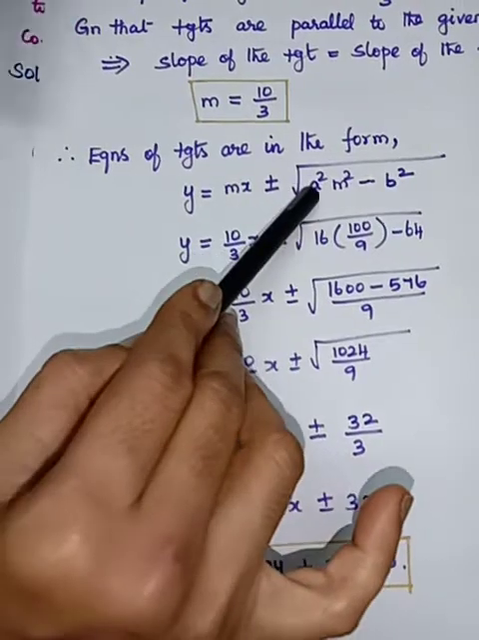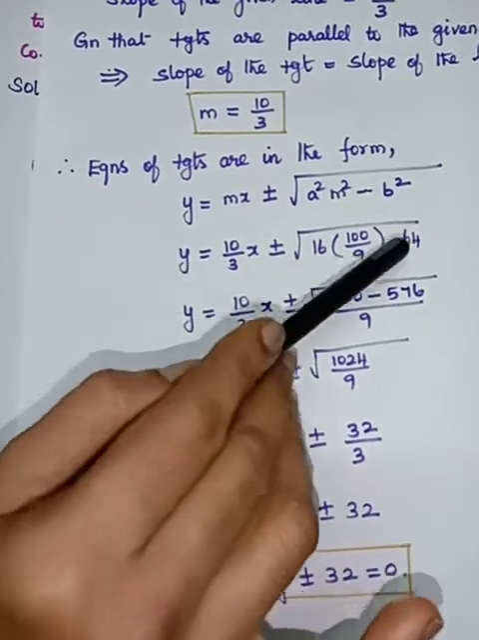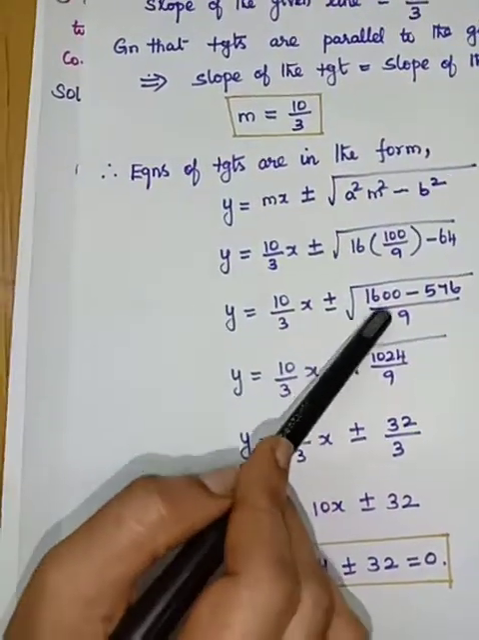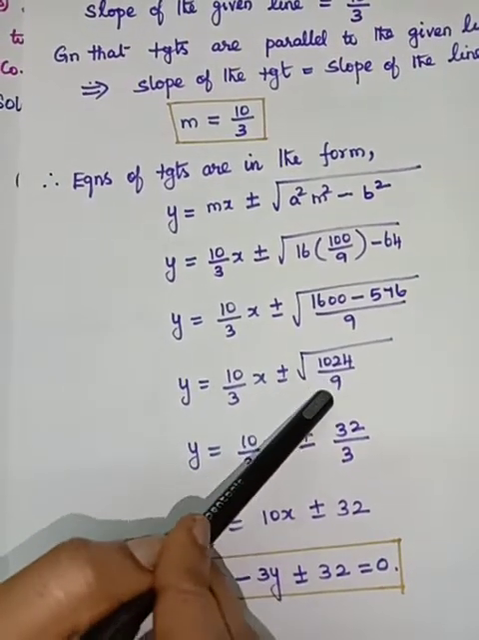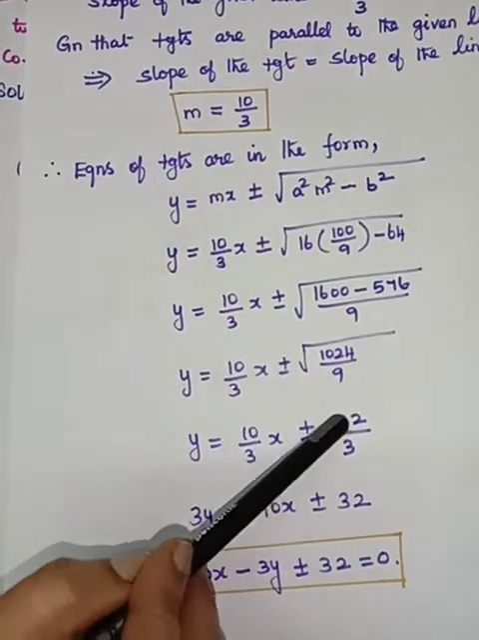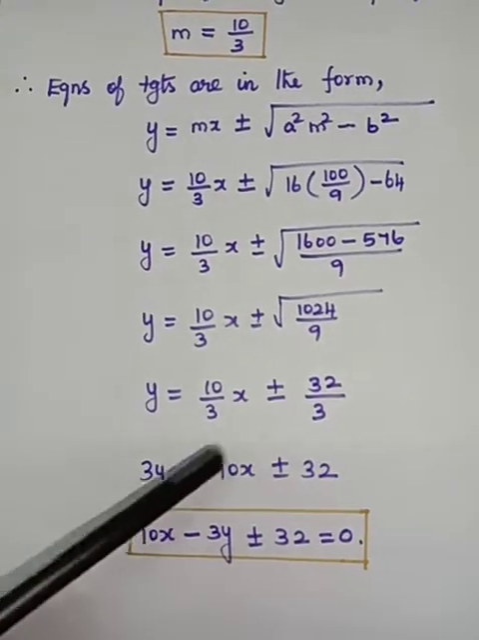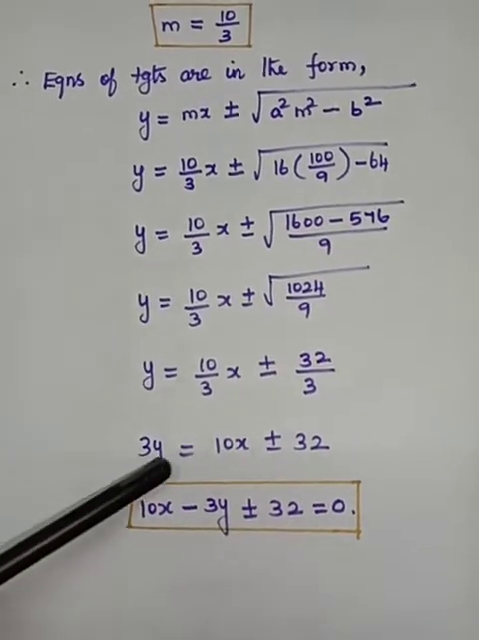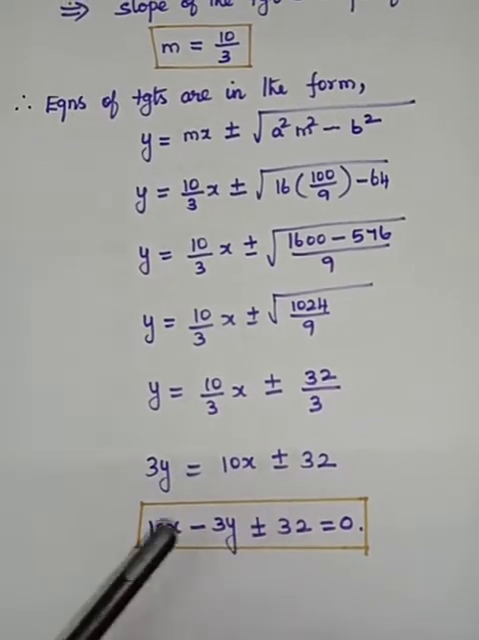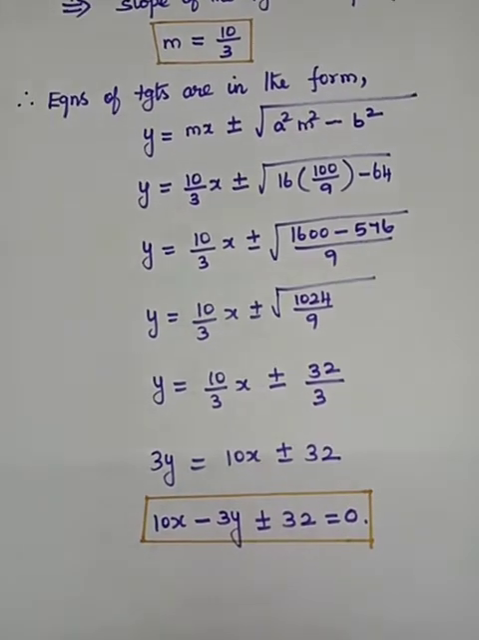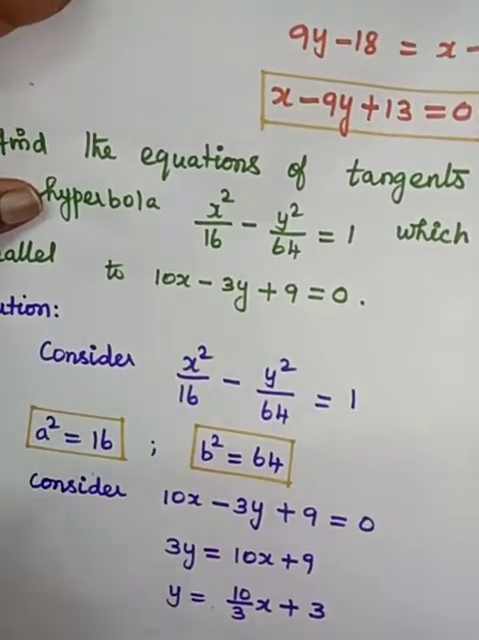So square root of a squared is 16. So 16 into m squared, which is 100 by 9, minus 64. When you take the LCM, 1600 minus 576 divided by 9. That is equal to 1024 by 9. Square root of 1024 is 32. Square root of 9 is 3. So the common denominator is 3, so it can be taken to the left side. So 3y is equal to 10x plus or minus 32. Arrange it: take 3y to the right side, it is minus 3y. So this is the equation of the tangents to this hyperbola which are parallel to the given line.